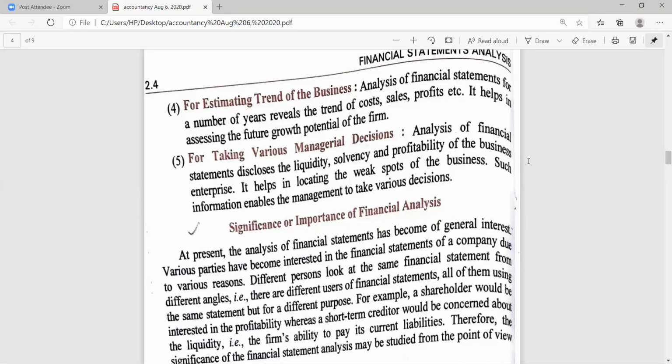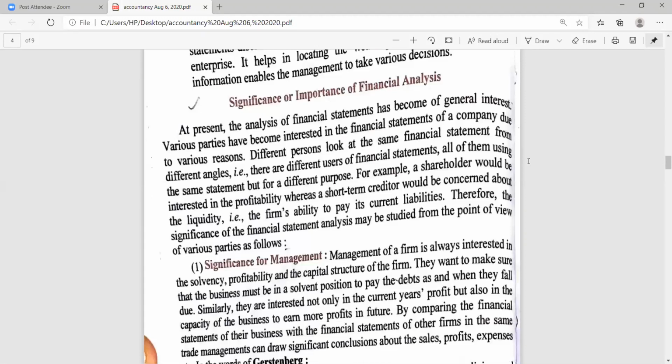Now, what is the significance and importance? Everybody has their own interest. If you remember from 11th class, we came to know there are so many users who are interested in accounting information. Similar to that, there are so many parties interested in the financial statements of the business, as well as the analysis of the financial statements.